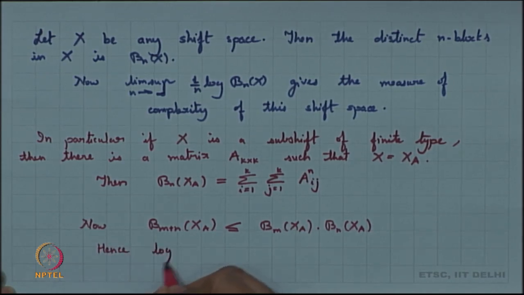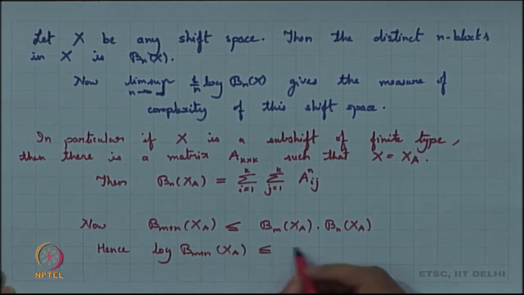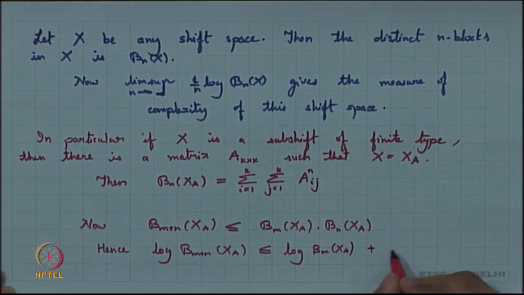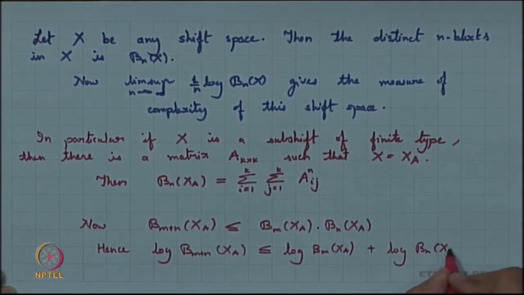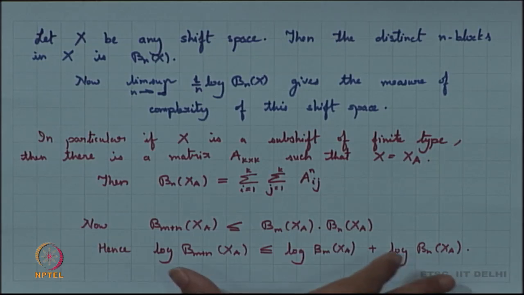if we take log of b m plus n of x a, this is less than or equal to log of b m x a, plus log of b n x a. So our m blocks in the subshift of finite type satisfy this particular condition.